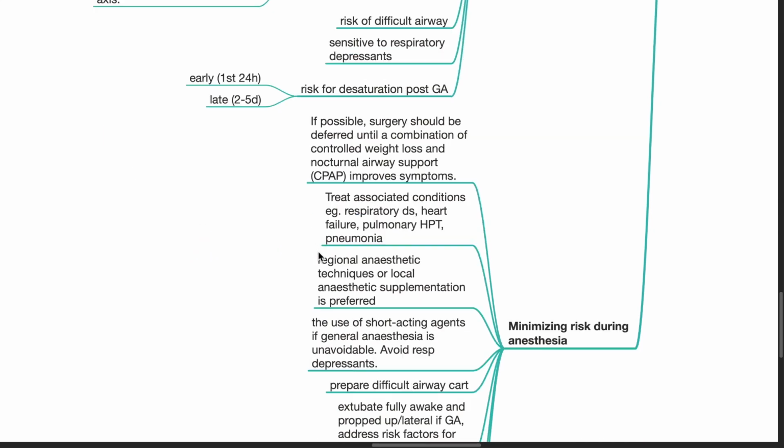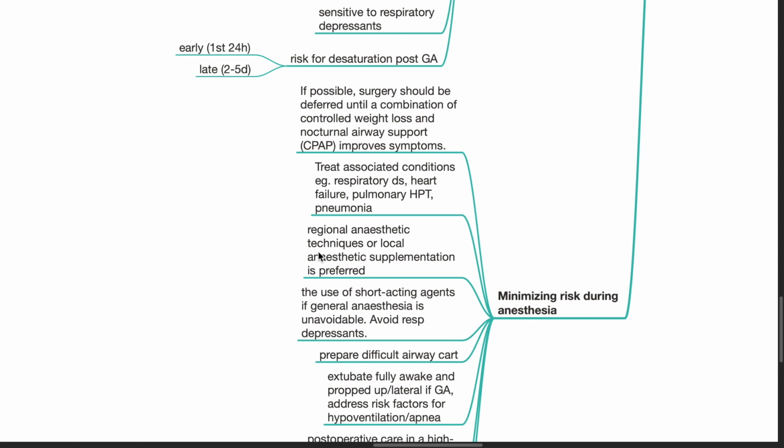To minimize risk during anesthesia, if possible, surgery should be deferred until a combination of controlled weight loss and nocturnal airway support in the form of CPAP improves symptoms. Treat associated conditions such as respiratory diseases, heart failure, pulmonary hypertension, and pneumonia. Regional anesthetic techniques or local anesthetic supplementation is preferred. Use short-acting agents if GA is unavoidable. Try to avoid respiratory depressants.